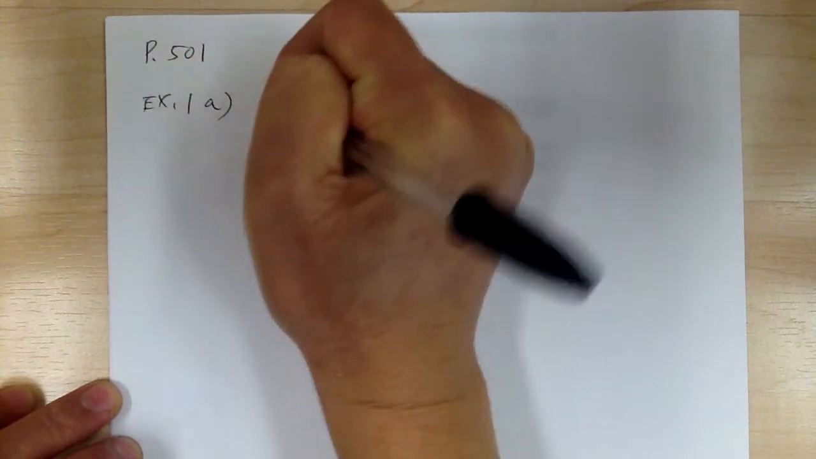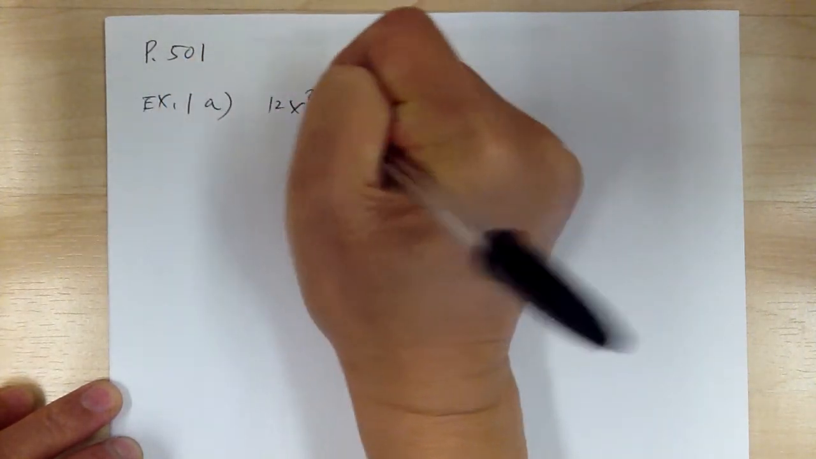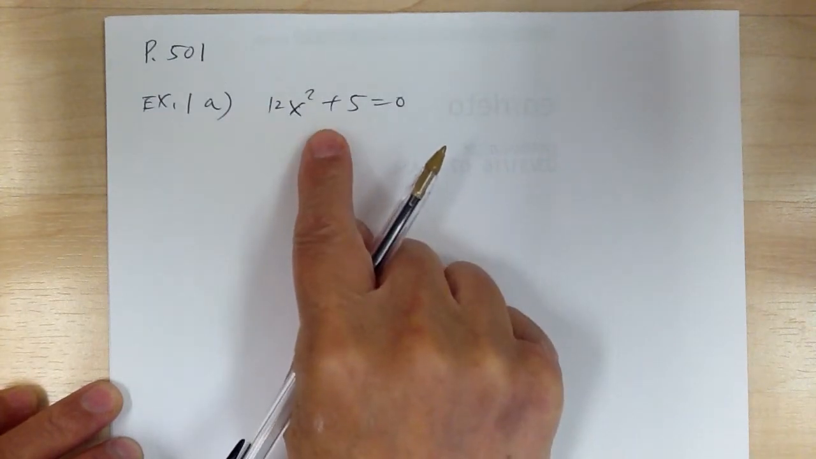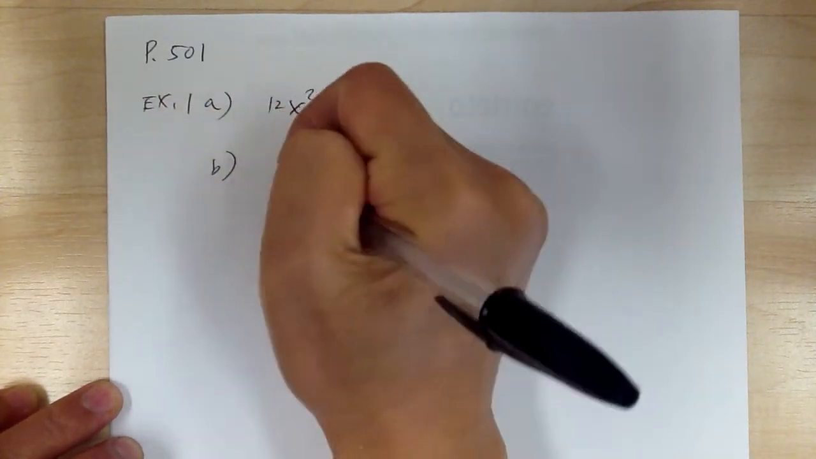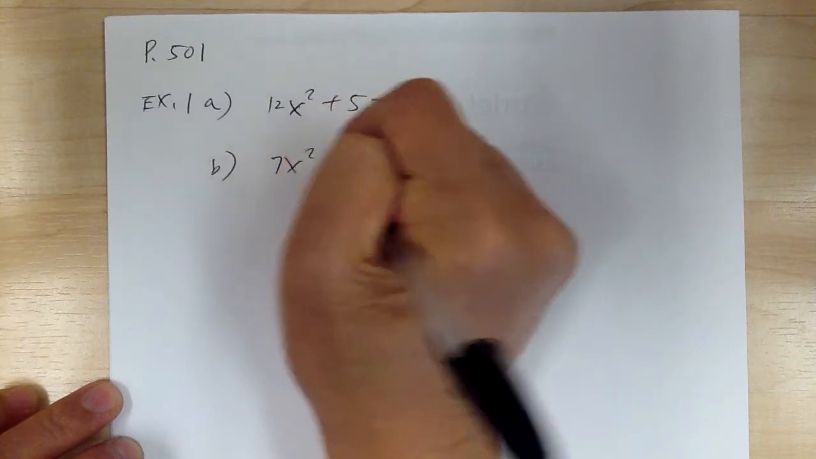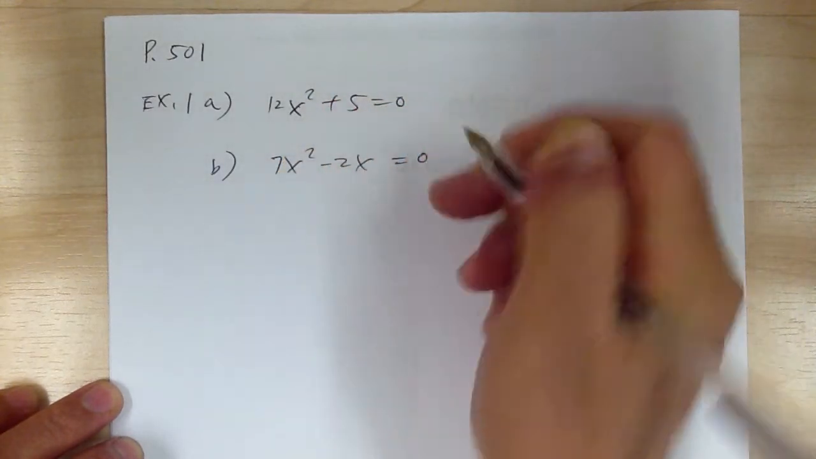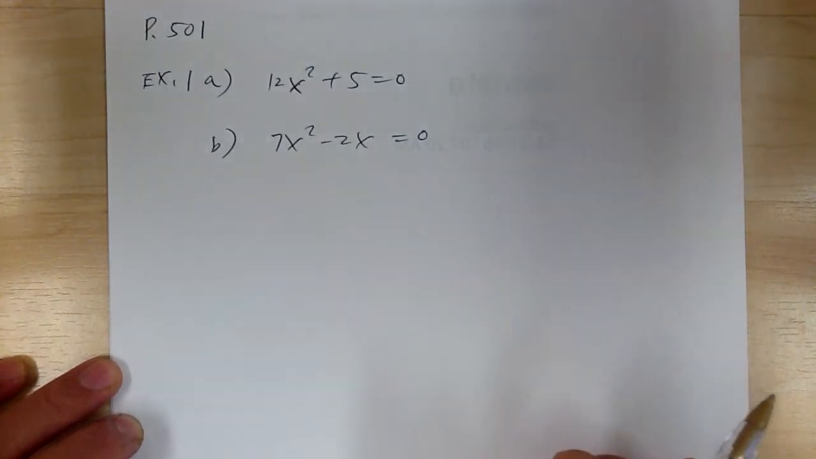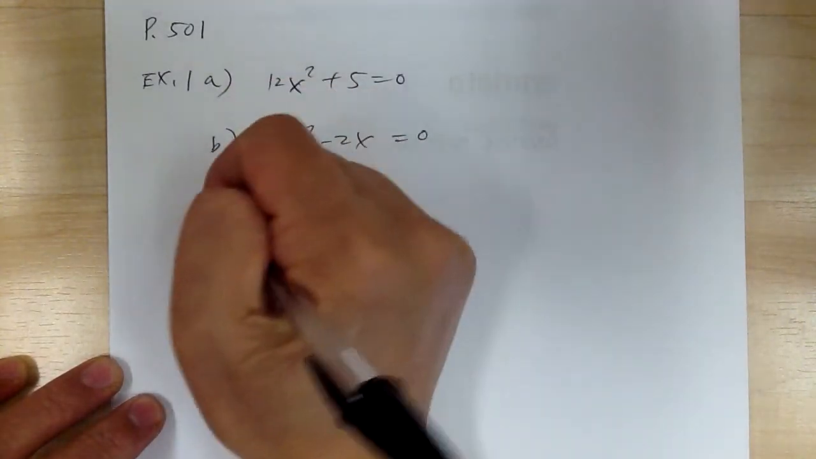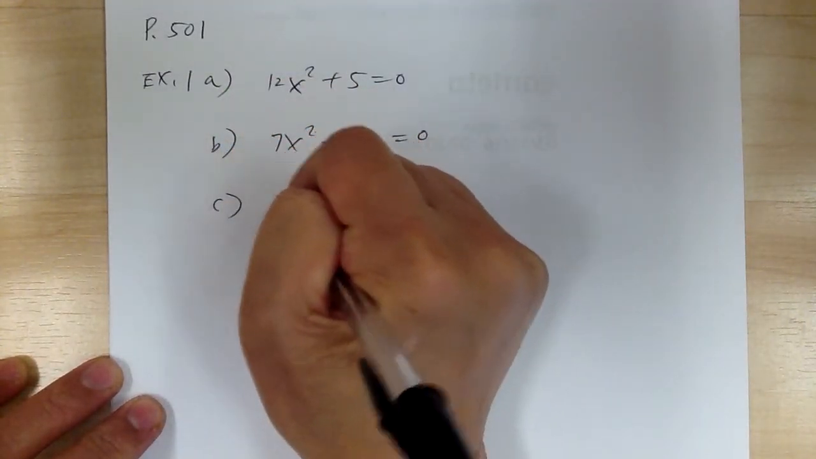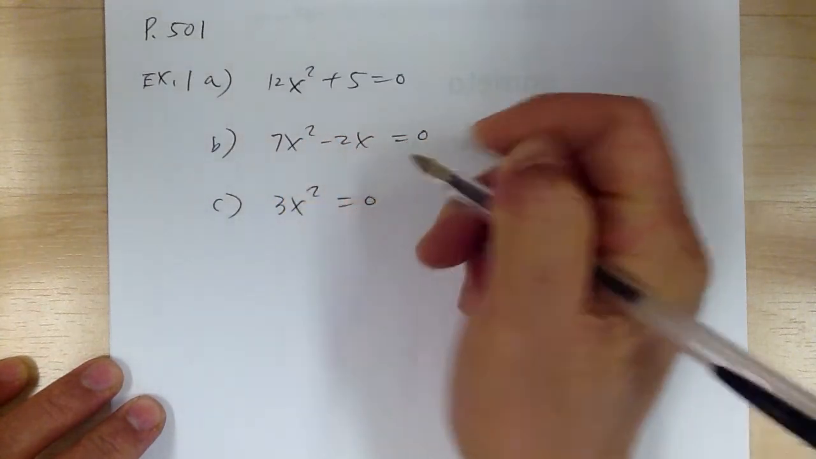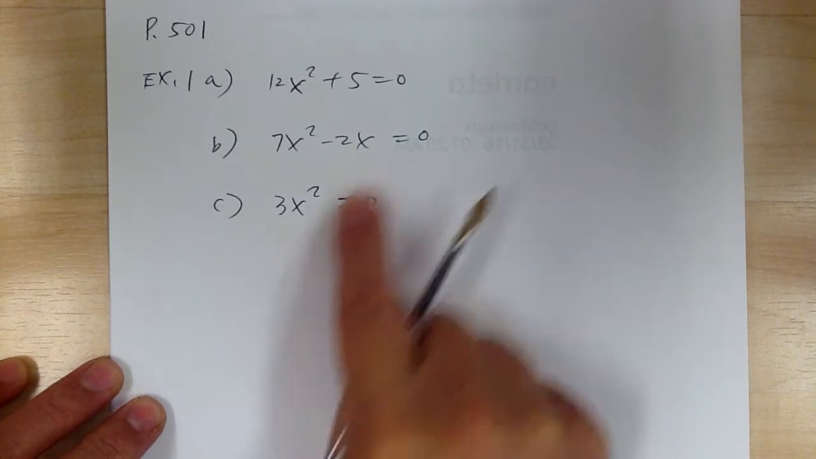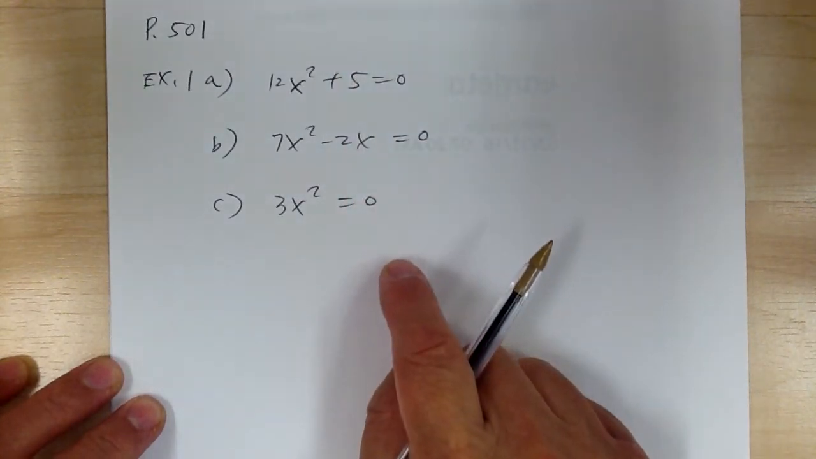Example 1a, you have 12x squared plus 5 equal to 0. This one is missing the b, right? And for part b, you have 7x squared minus 2x equal to 0. This one is missing the c. Okay. And for part c, you have 3x squared equal to 0. This one is missing the b and the c. So these are called incomplete quadratic equations.